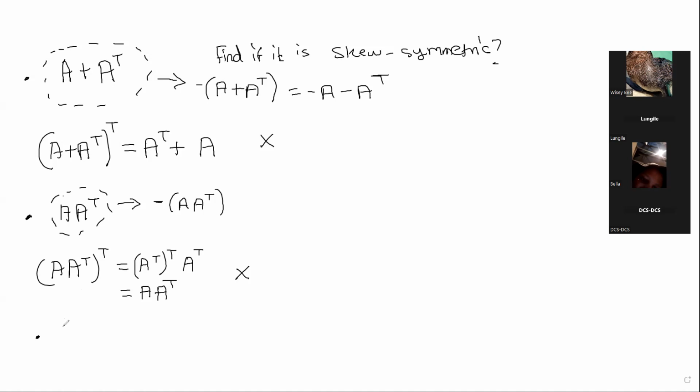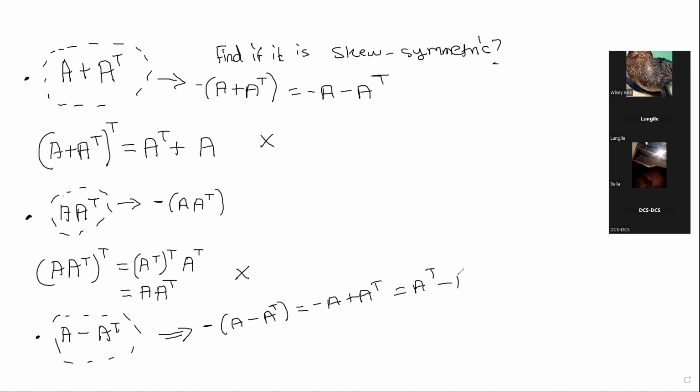Then the last one was A minus A T, right? View this thing as a whole thing. We're trying to figure out if this thing is skew symmetric, and if it is skew symmetric, we expect this to be negative A minus A T, right? Which is the same as minus A plus A T, or A T minus A, whichever one of these. That's how it should be if it is skew symmetric. But let's find out if it is skew symmetric.